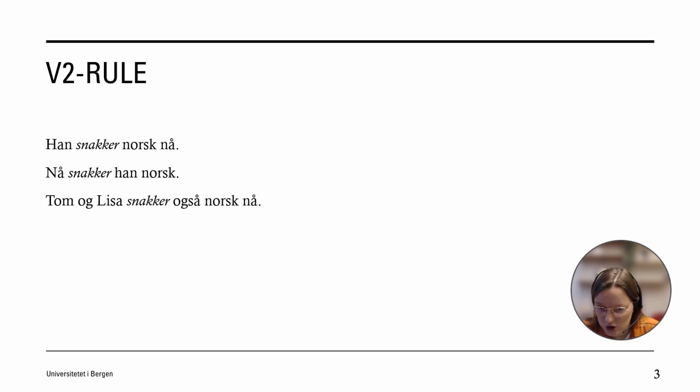Nå snakker han norsk. Still, snakker is the action of this sentence, the verb, and it has to be the second element. Tom og Lisa snakker også norsk nå. Snakker is still the action of this sentence, therefore the verb, and it has to be the second element. In the third example here, Tom and Lisa is what we call a complex subject. Who is speaking Norwegian? Tom and Lisa. It is 3 words, but it's still only one element, followed by the verb, which is the second element. Verb in the second place.